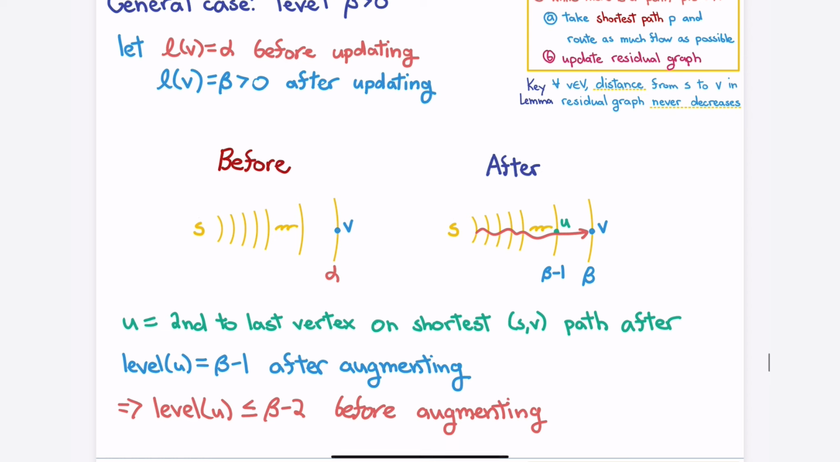No, it should be at most beta minus 1 before augmenting. Okay.